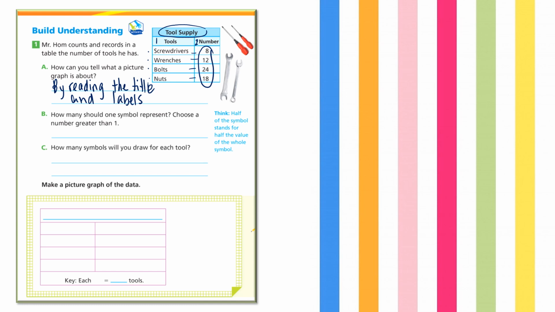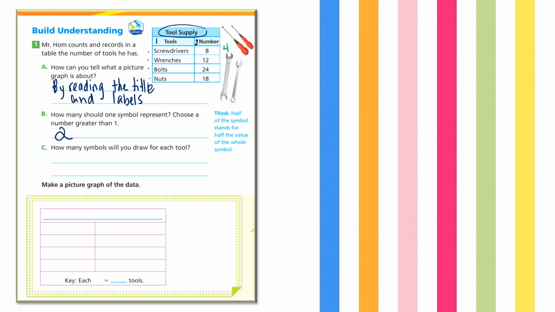Okay, so what's a different number that you think you can count by? Well, since they're all even numbers, we can definitely count by twos. And we may even possibly be able to count by fours. Okay, but let's stick with two. So we're going to count by twos. How many symbols will you draw for each tool? Well, let's think about it. If we are doing the screwdriver first, and we're counting by twos, how many groups of two do you need to make eight? Well, I would have to draw four symbols. 2, 4, 6, 8.